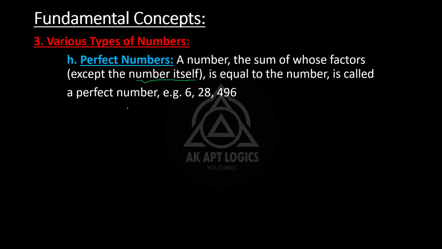What is the meaning of this, sir? For example, if you take 6, the factors are 1, 2, 3, 6. So except the number itself, we neglect 6. 6 is also a factor of 6, right? Any number is a factor of itself. So we exclude 6. If you add the other factors, 1, 2, and 3, we get 6, which is equal to the number 6. So we can say that this number is a perfect number.